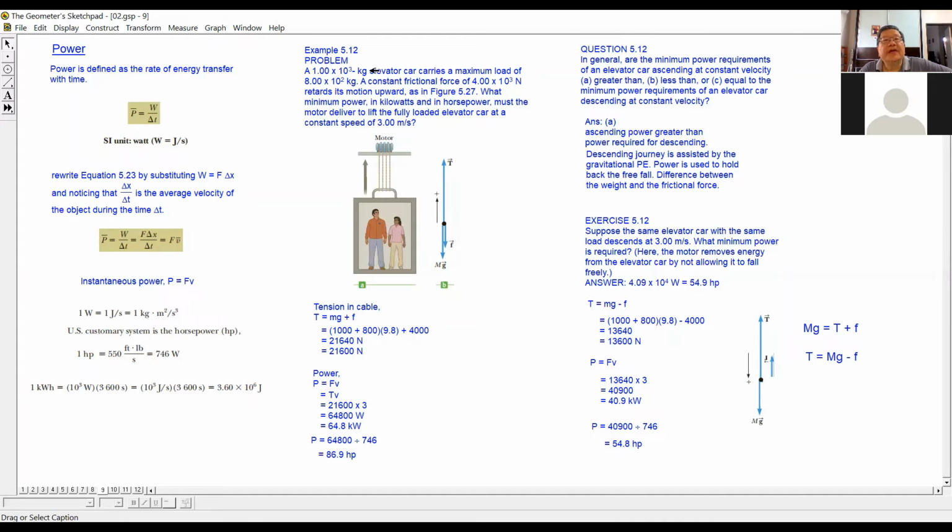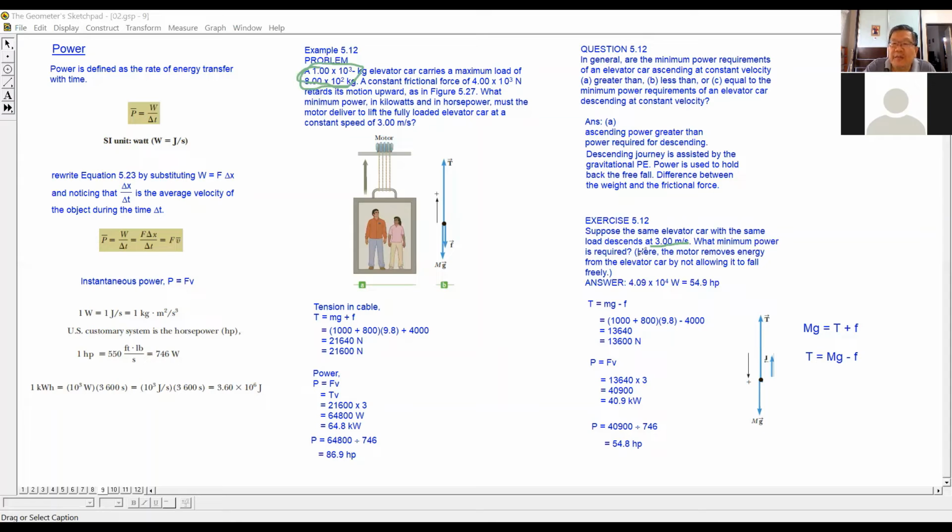So the question is, I want to highlight a few points here. First one is the same elevator is used. Same elevator used, that means the mass is the same. Mass of the passenger and the mass of the elevator is the same. The second thing I want to highlight here is the 3 meters per second. It means that the whole system is moving at a constant velocity. So there is no net force. The forces balance one another.